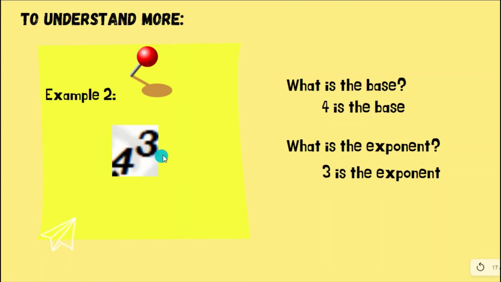Always remember, the exponent is on the higher right corner of the base, and the base is always lower than the exponent. So this example is called the exponential form because it has its exponent. This is an exponential form. Okay? So let's go to the expanded form of this example.